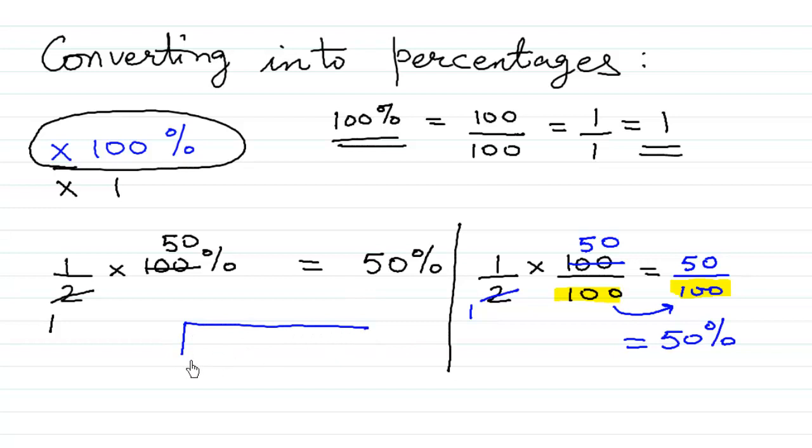Suppose we have a bar of length 1, and I divide it into 2 equal parts. This is the first half of the 2 equal parts, and it is actually 50%, and the remaining half is also 50%, and 50% and 50% is 100%. So that is the meaning of 50%.